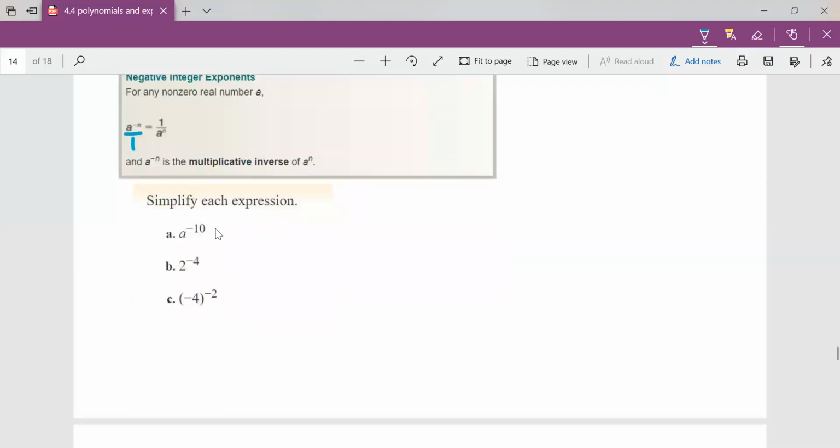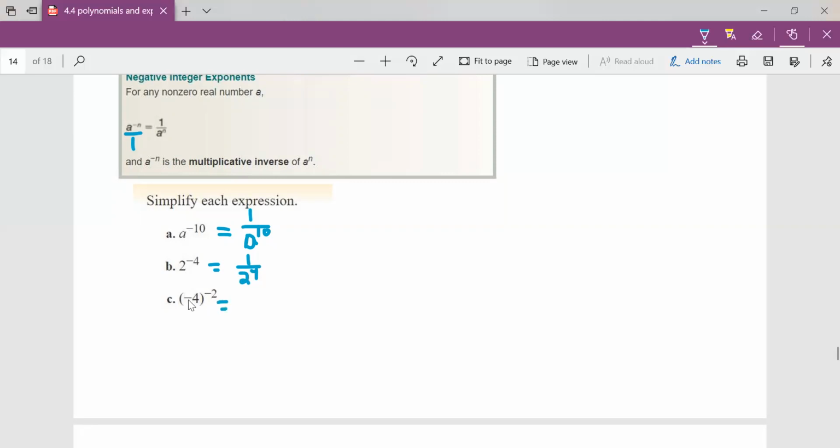So if it says a to the negative 10, to make that positive, that would be 1 over a to the positive 10. So this negative 10 became positive by putting it in the bottom. Okay, so now this one, 2 to the negative fourth, is going to be 1 over 2 to the positive 4.